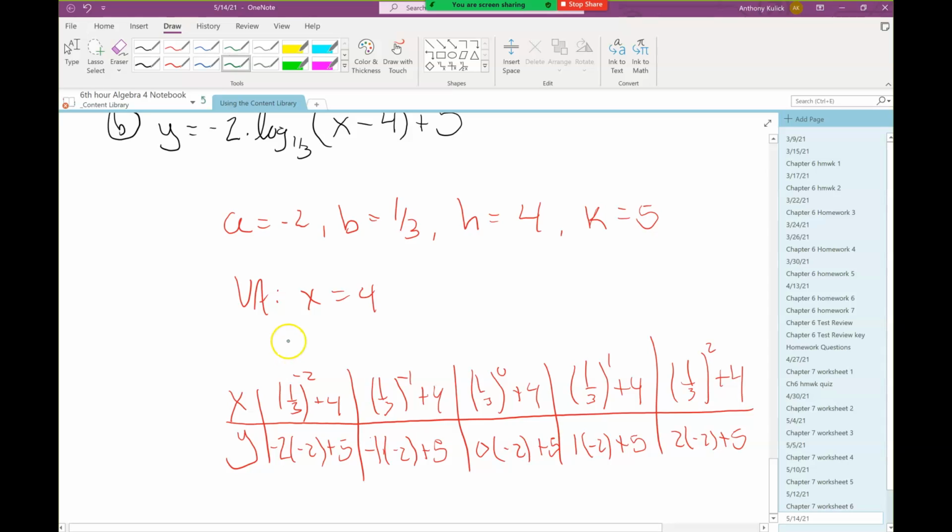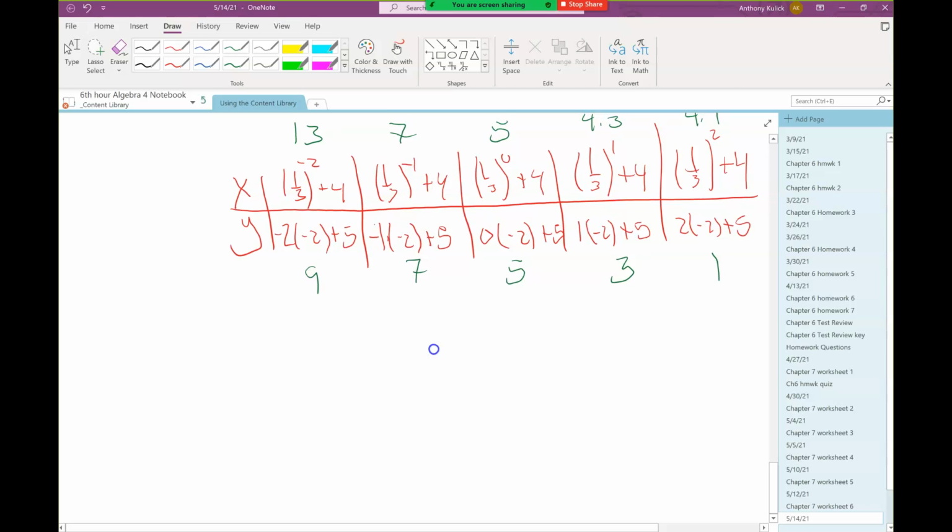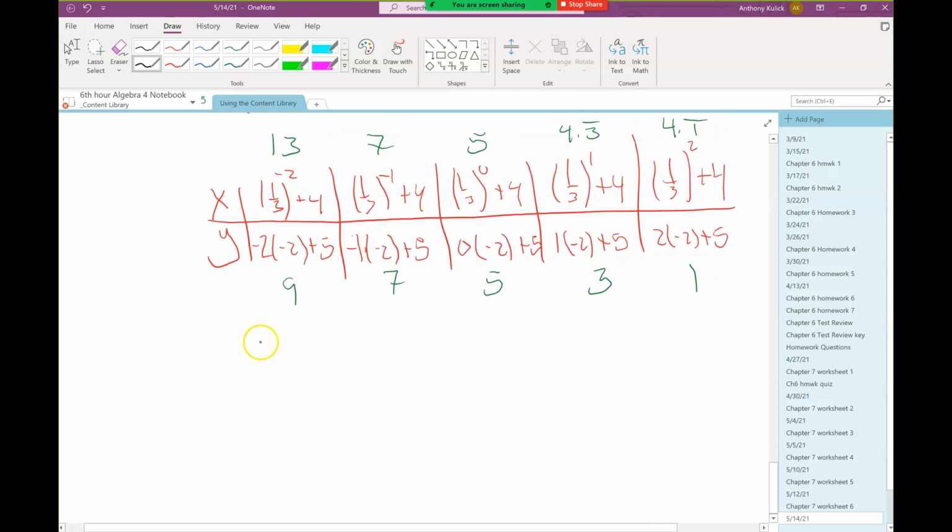And then we'll just simplify this stuff down. So that's 13, that's 7, that's 5, that's 4.3 repeating, and that's 4.1 repeating. It's okay if you just round those. That one's 9, that's 7, 5, 3, 1. And again, totally can just type that stuff in your calculator. I'm doing it in my head because it's easy for me to do it in my head. If you can't do that in your head, that's totally okay. You can just type it in your calculator to get those numbers right. There's no expectation you're doing mental math.